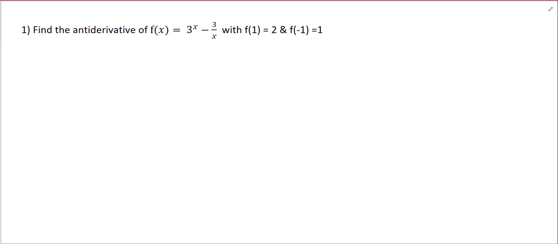Hey there, in this video we're going to continue our discussion of antiderivatives, and this is part 3 of our video series for antiderivatives. So here we want to find the antiderivative of this function, 3 to the x minus 3 over x. We have initial conditions: f of 1 is equal to 2 and f of negative 1 is equal to 1. So let's go through finding the antiderivative.